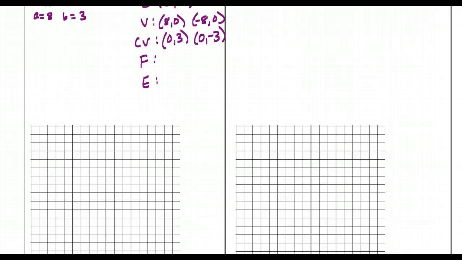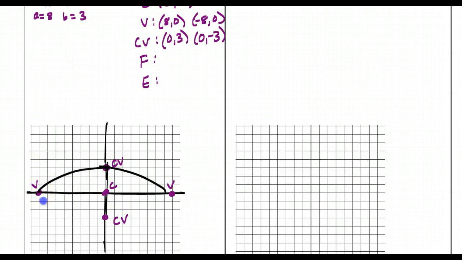And I'm going to pause and graph a little bit here. So I've got center at 0, 0, then 1, 2, 3, 4, 5, 6, 7, 8. Vertex at 8, 0. Sorry, I meant to say 8, 0. There's my other vertex at negative 8, 0. Okay, and then my co-vertices at 0, 3 and 0, negative 3. I'm almost done. I just need to find and graph my focus points.